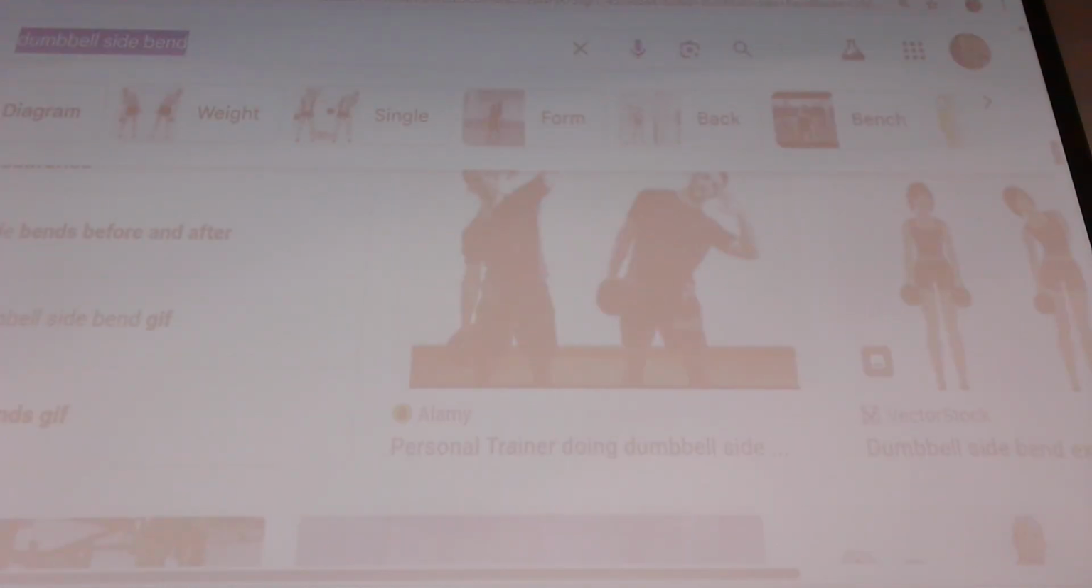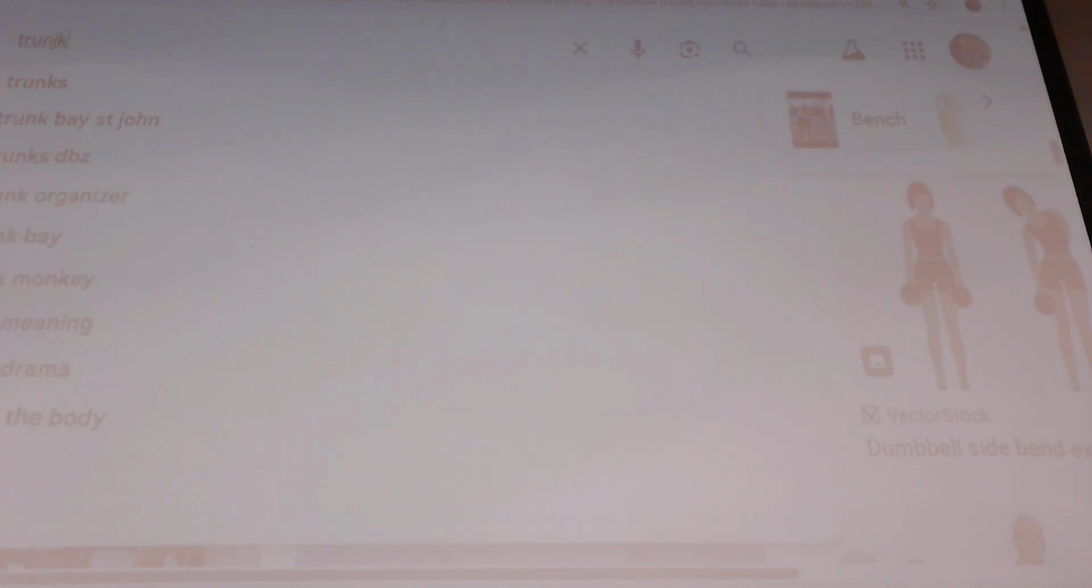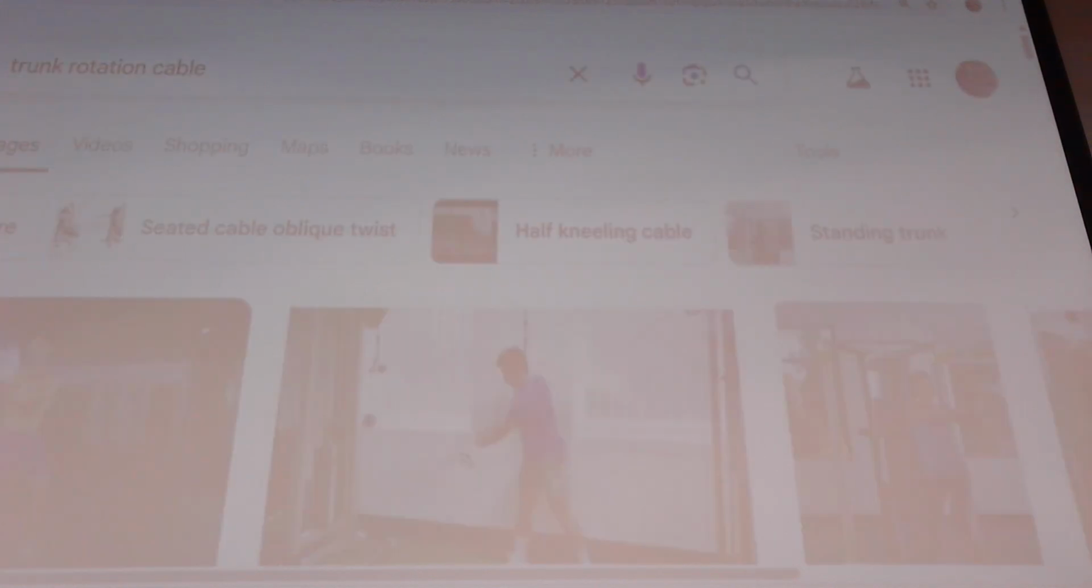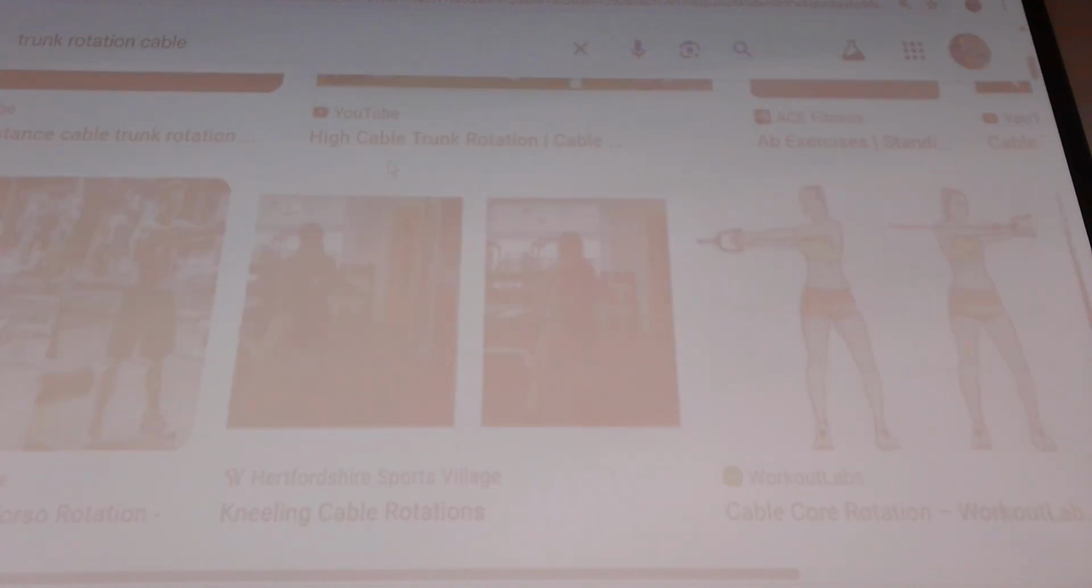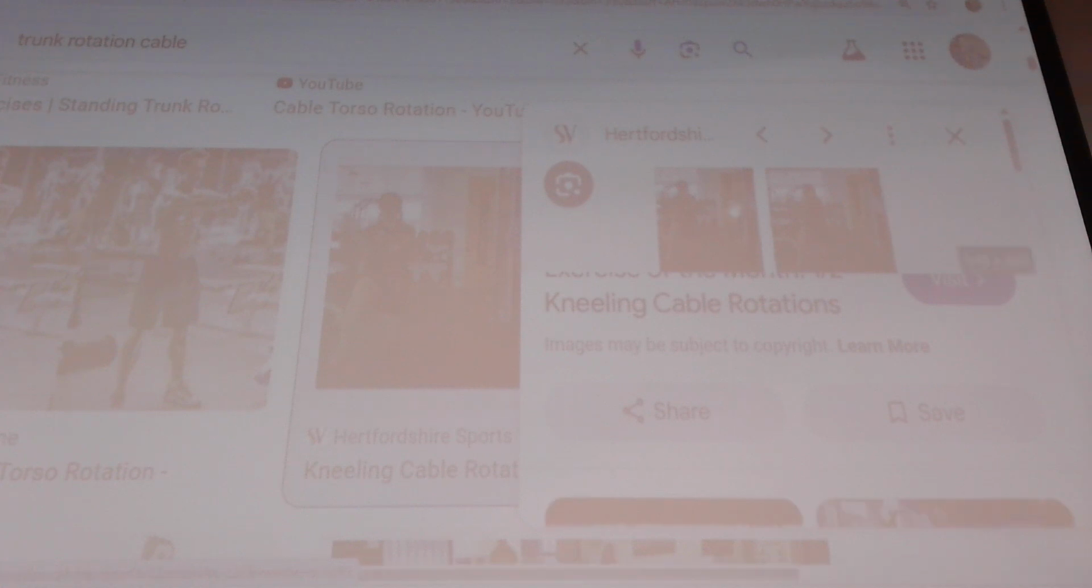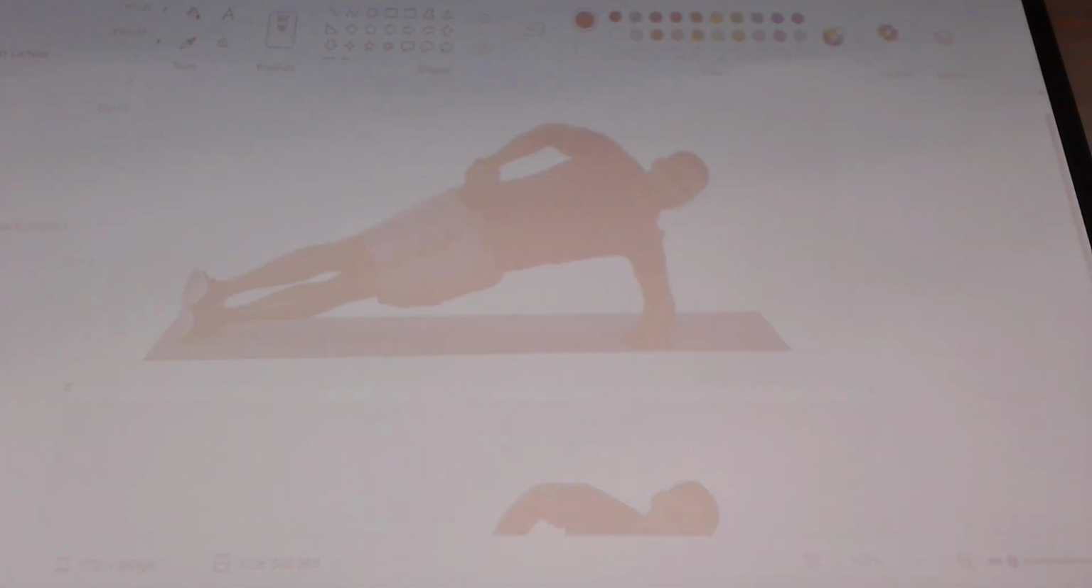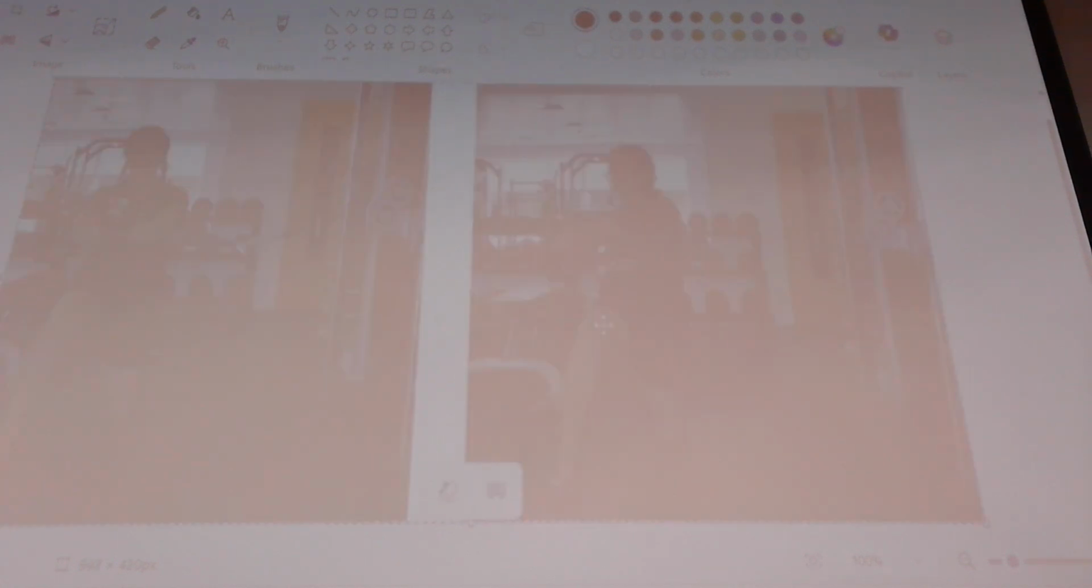All right, how about this one? Yeah, let's have a trunk conversation.